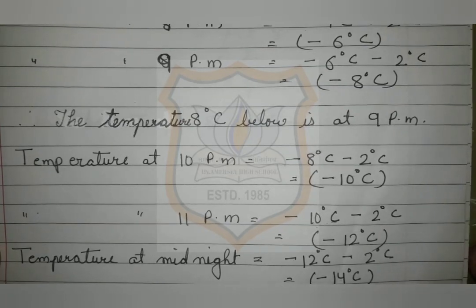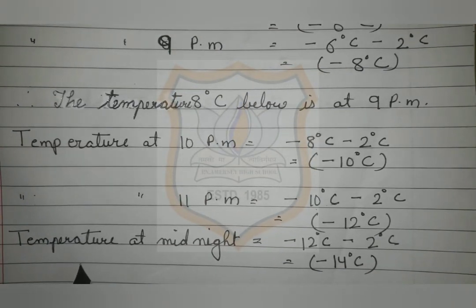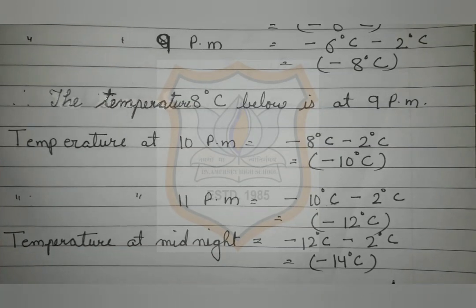Now we will calculate temperature at midnight. What will be the temperature at midnight? Temperature at midnight, that is at 12 o'clock, is equal to minus 12 degrees Celsius minus 2 degrees Celsius. Again, 12 plus 2, answer is minus 14 degrees Celsius. So we can say that the temperature at midnight will be minus 14 degrees Celsius.